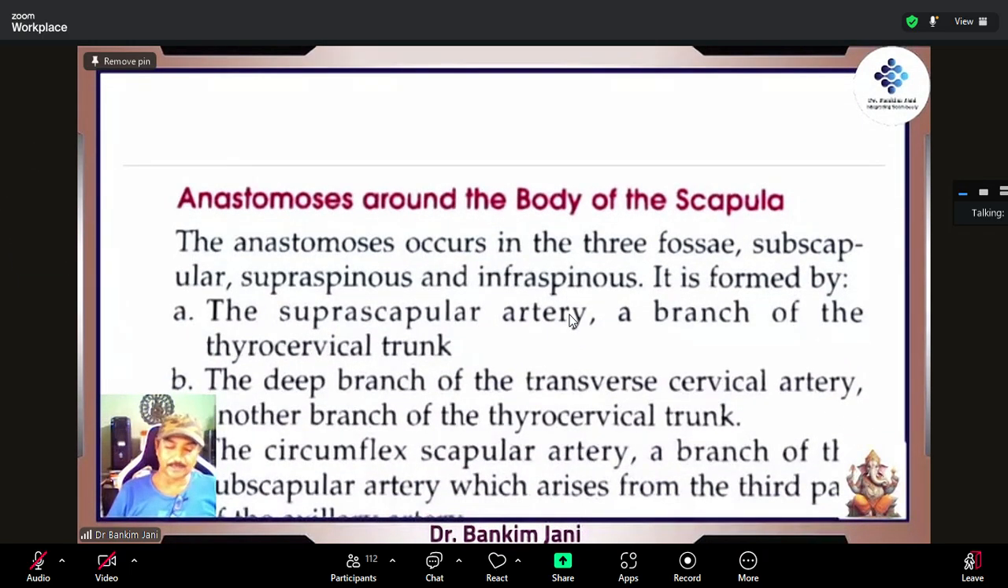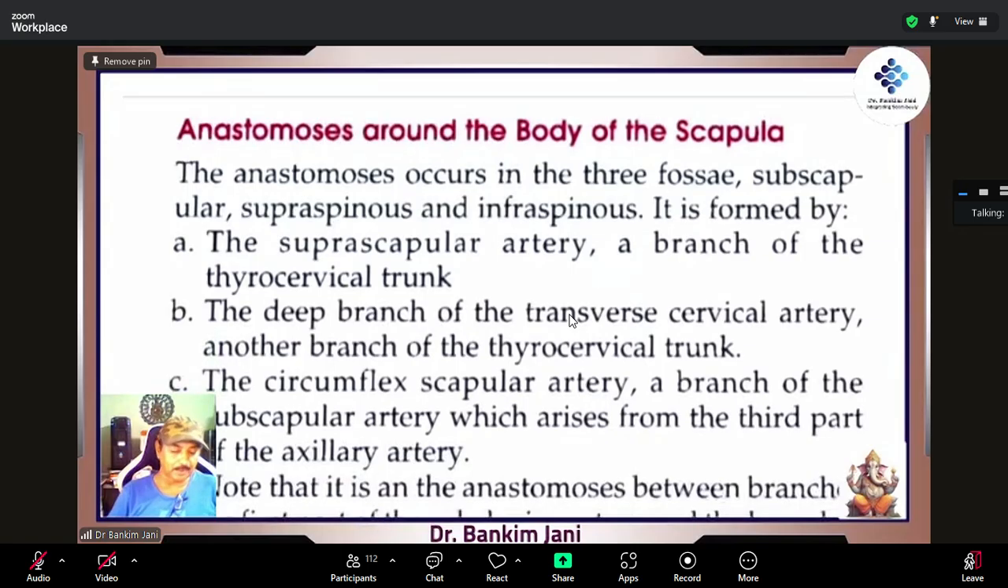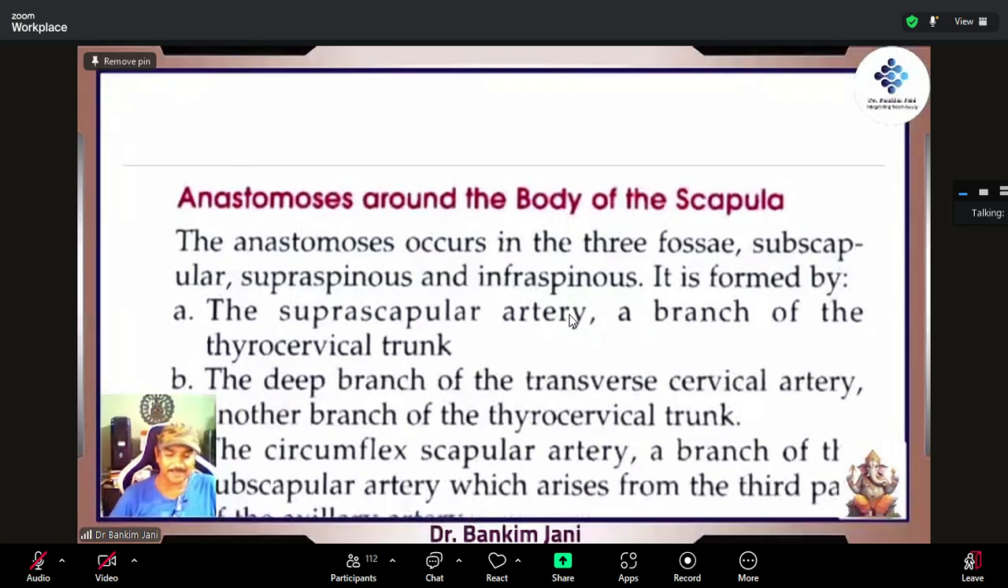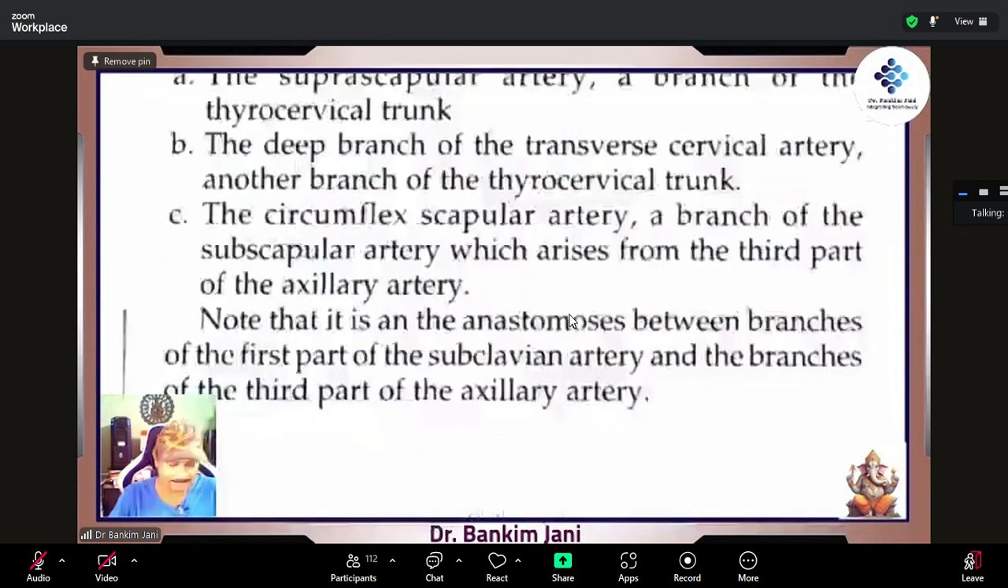Now this is anastomosis around the body of the scapula, right? So much is written, right? And you go crazy. The anastomosis occurs in three fossae: subscapularis, supraspinous, infraspinous, formed by suprascapular, branch of thyrocervical, deep branch of transverse cervical. If you can never remember, don't read it like that.